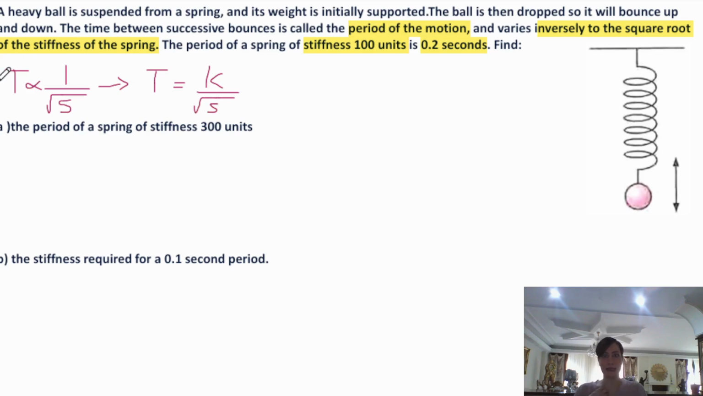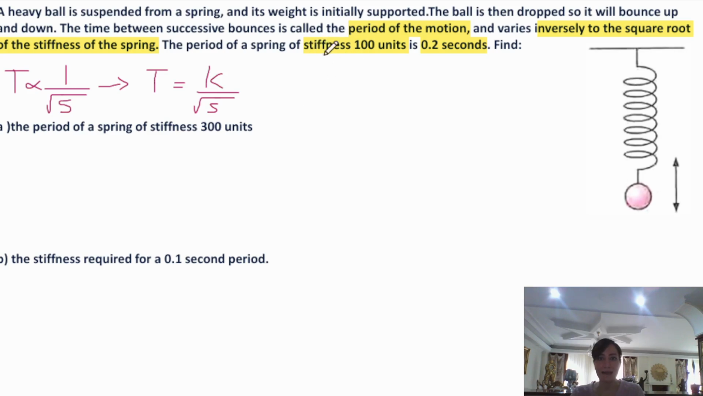Why? Because the question said T, the period, is inversely proportional to the square root of stiffness. So if I want to make this proportion into a formula, I have to put a K that multiplies this proportion. K is always a constant, a fixed number.